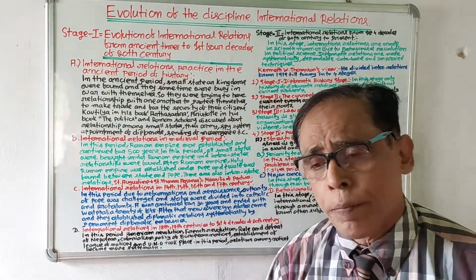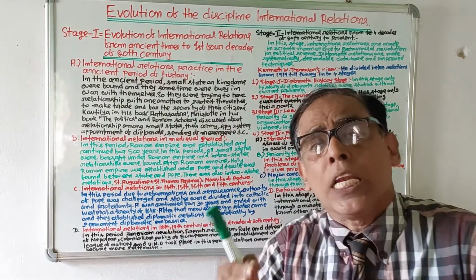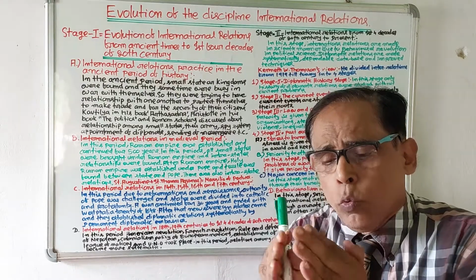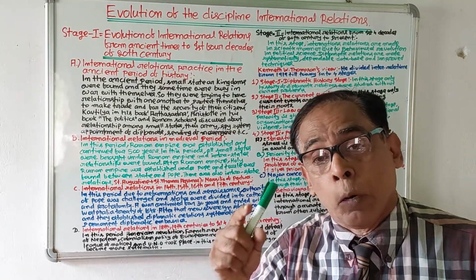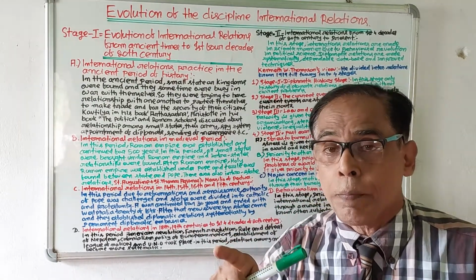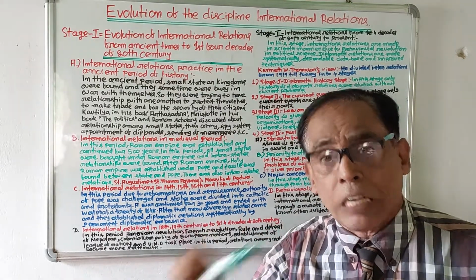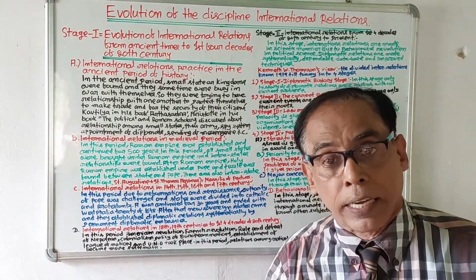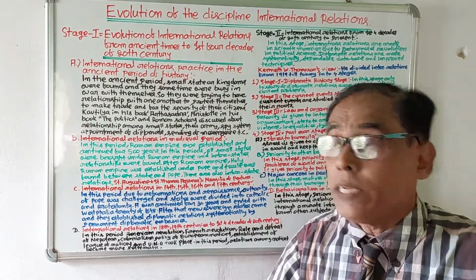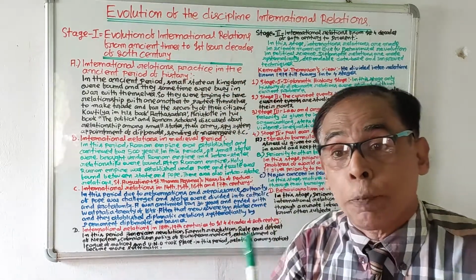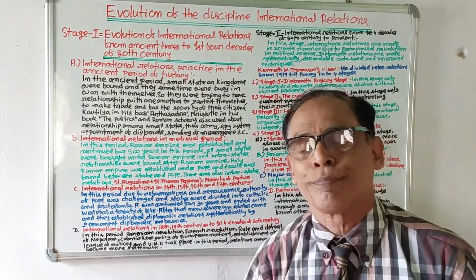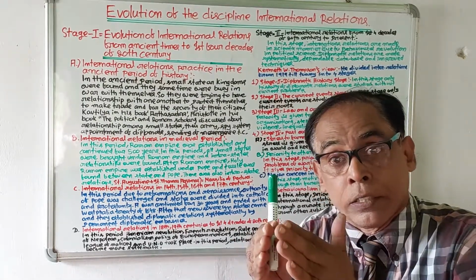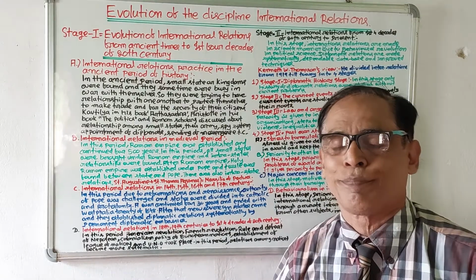Hello viewers, I am Mr. Dilip Kumar Pal, and I stand before you with a very important topic of +3 3rd semester, paper number 7. The name of the paper is Perspectives on International Relations, and the name of the topic is Evolution of the Discipline International Relations. It means how the international relations subject has been originated.